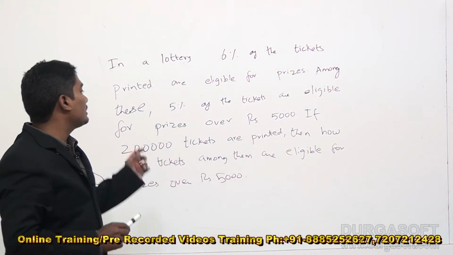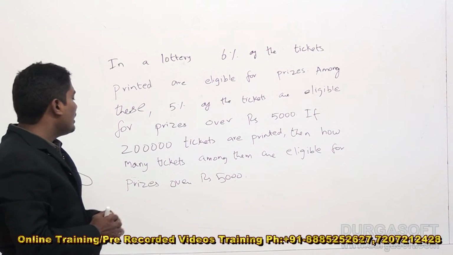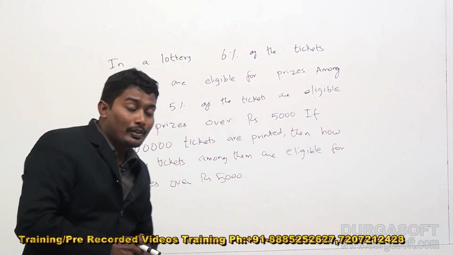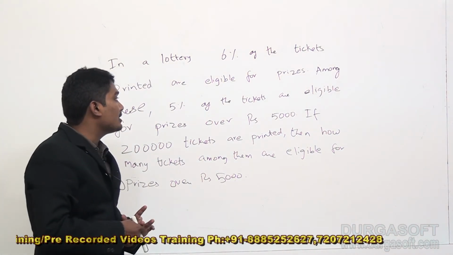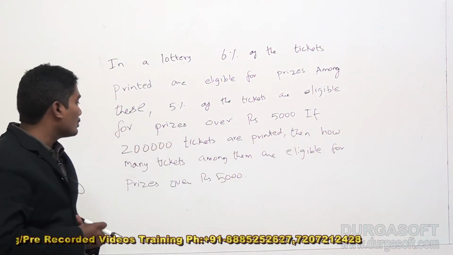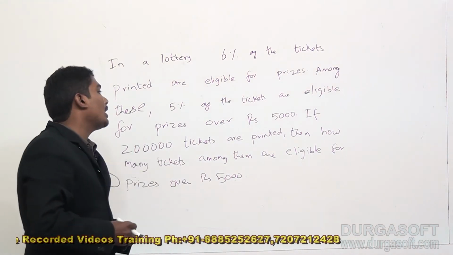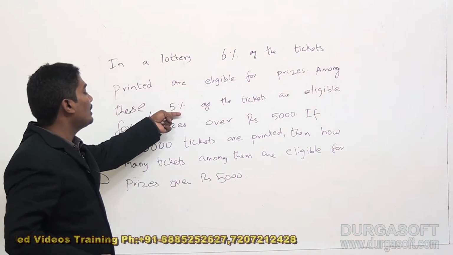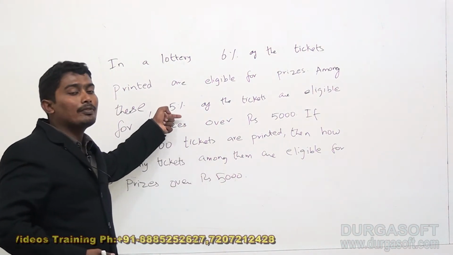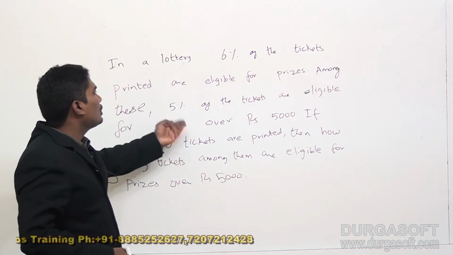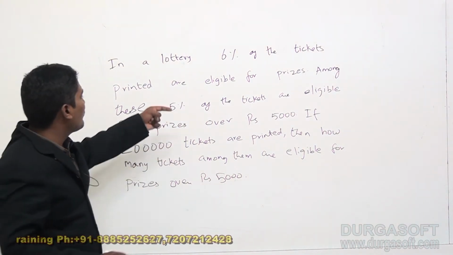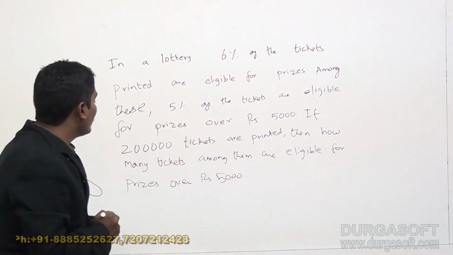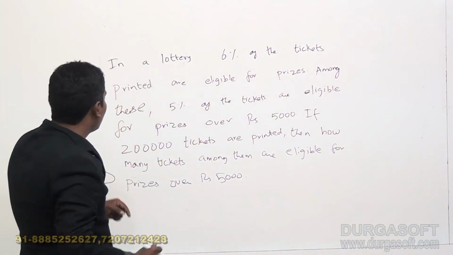So if 2 lakh tickets are printed, then among those 2 lakh tickets, I know that 6% are eligible for prizes. Then again among that 6%, 5% are eligible for prizes over 5,000 rupees. The question here is, among these 2 lakh tickets, how many tickets can give you prize money of over 5,000 rupees? So this 5%, most of us will answer it as 5% of 2 lakh, but that will not be the answer. Here we will try to see how to obtain the answer.